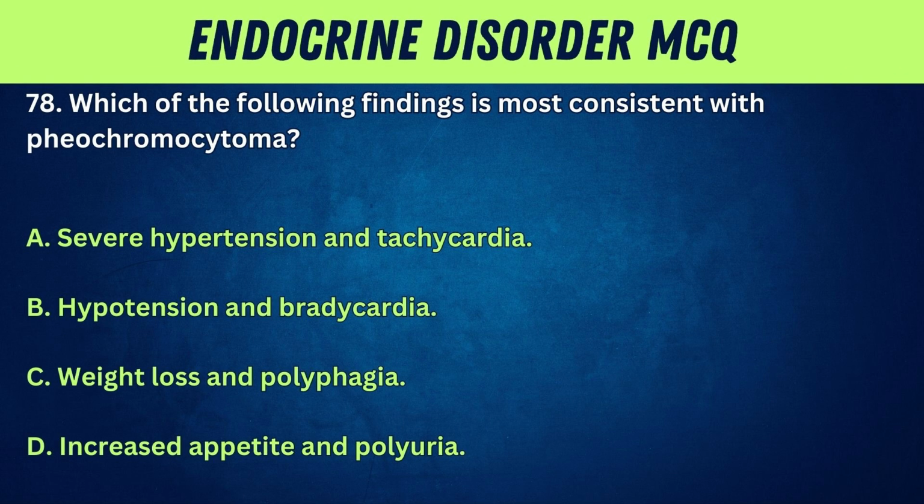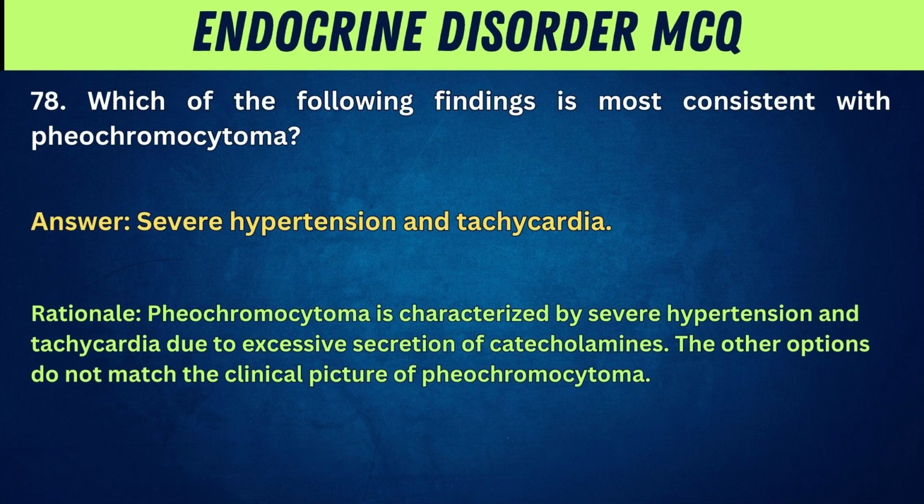78. Which of the following findings is most consistent with pheochromocytoma? A. Severe hypertension and tachycardia. B. Hypotension and bradycardia. C. Weight loss and polyphagia. D. Increased appetite and polyuria. Answer: severe hypertension and tachycardia. Rationale: pheochromocytoma is characterized by severe hypertension and tachycardia due to excessive secretion of catecholamines. The other options do not match the clinical picture of pheochromocytoma.